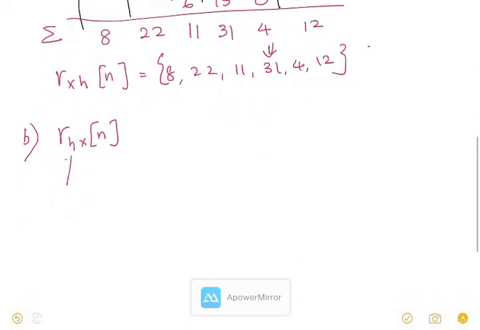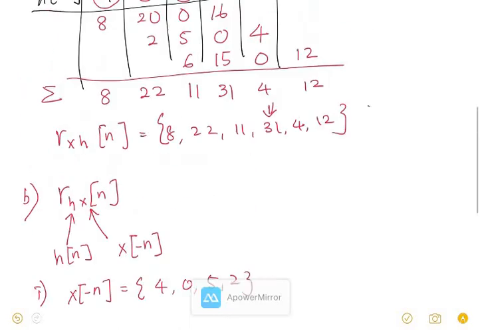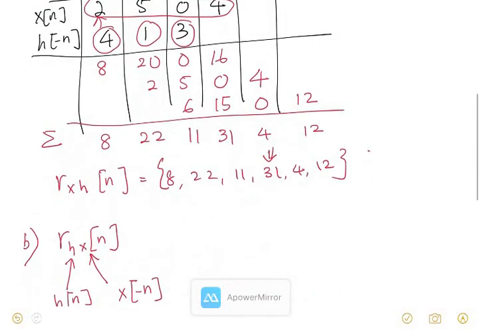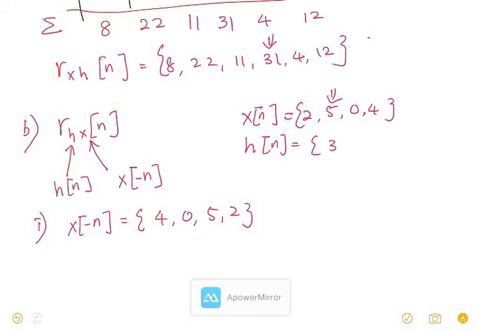Bear in mind that this is the h[n], and the second one is the x[-n]. If that is the case, we're still using the same procedure in which we flip the second signal, then you get x[-n], you get 4052. Okay, I rewrite the question. That is the x[n] is 2504 and the h[n] is 314.